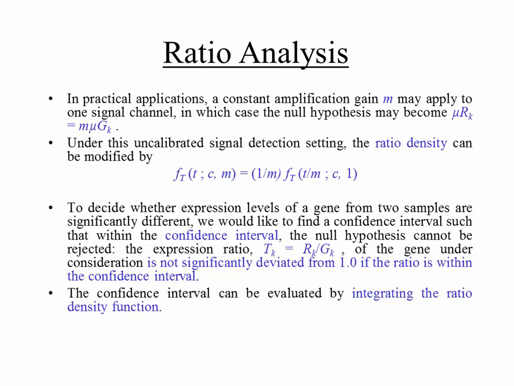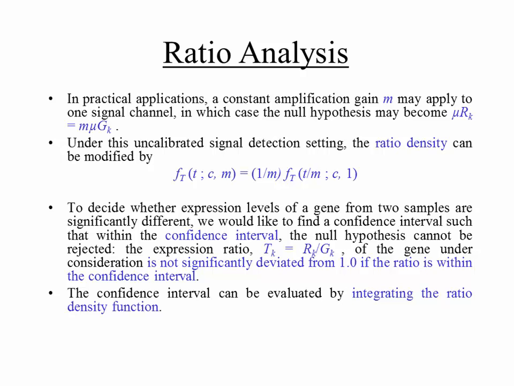So to decide whether expression levels of a gene from two samples are significantly different, we would like to find a confidence interval. Because here it's not a question of checking whether the ratio is exactly 1. I want a band around 1, so that I can say with a certain amount of confidence that what I measured is significantly different from 1. If it falls within that band, it is not significantly different. So that's what I want to really do.